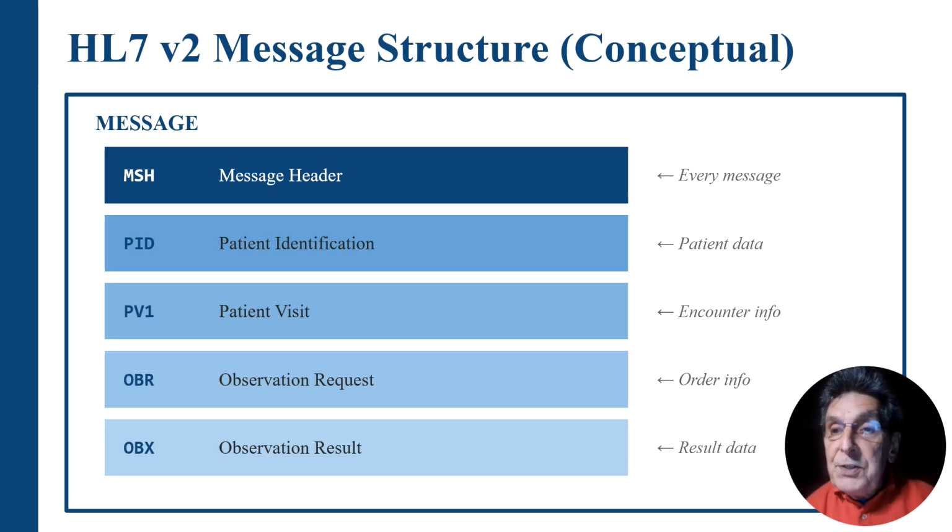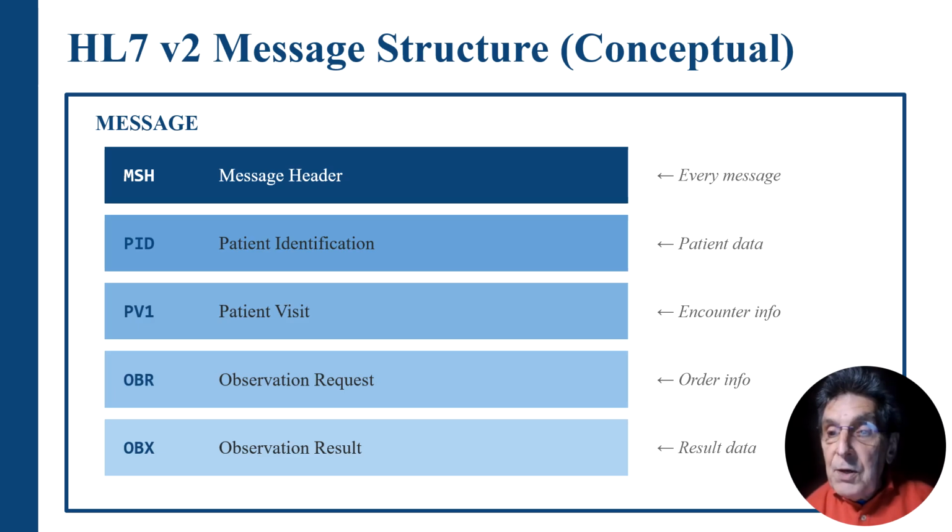All right, let's look at how a V2 message is structured conceptually. A message is composed of segments stacked together, one per line. Every message starts with an MSH segment, the message header. This segment identifies the sending application and facility, the receiving application and facility, the message type and trigger event, a unique message ID, and the timestamp. It is like the envelope of a letter. It tells you who sent it, who it's for, and what's inside.